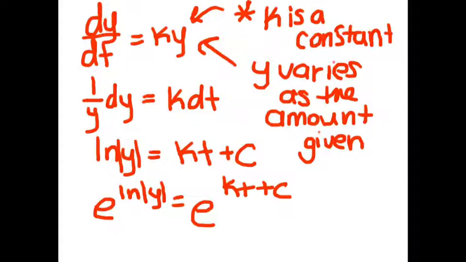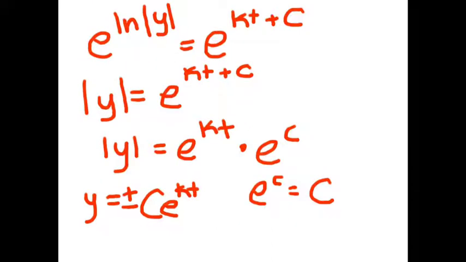Now to isolate the y and get rid of the ln, you must raise both sides to the e power. So that way you have e raised to the ln of y, and it equals e to the kt plus c. After raising e to each side, you are left with the absolute value of y equals e to the kt plus c.